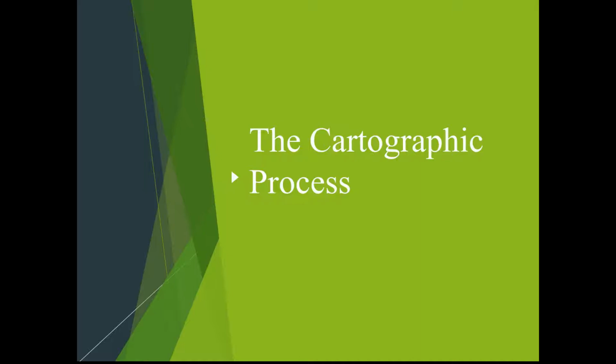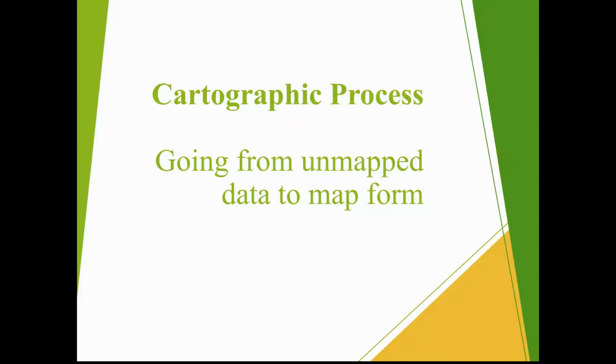Alright, so now let's talk about the cartographic process. The cartographic process is a series of steps that we follow to go from an unmapped dataset to a final mapped form. Cartography is both the art, science, and technology of mapmaking. There really is no set process for creating cartographic products. However, there are some best practices that are recommended and a recommended series of steps if you're unfamiliar with designing maps. This section will introduce you to and discuss one recommended series of steps you should follow to design a map.